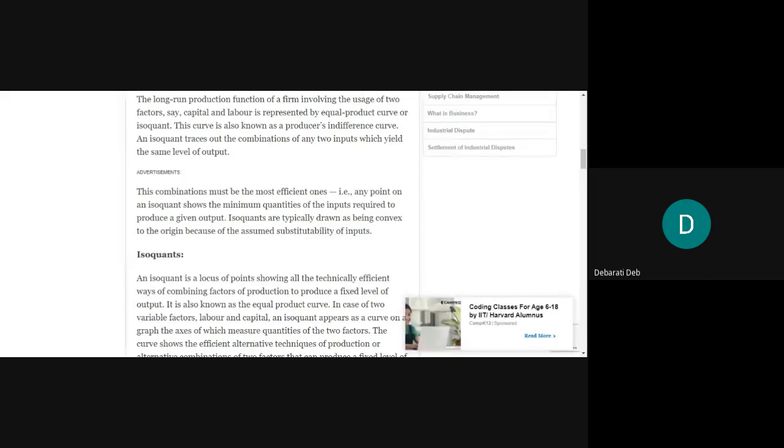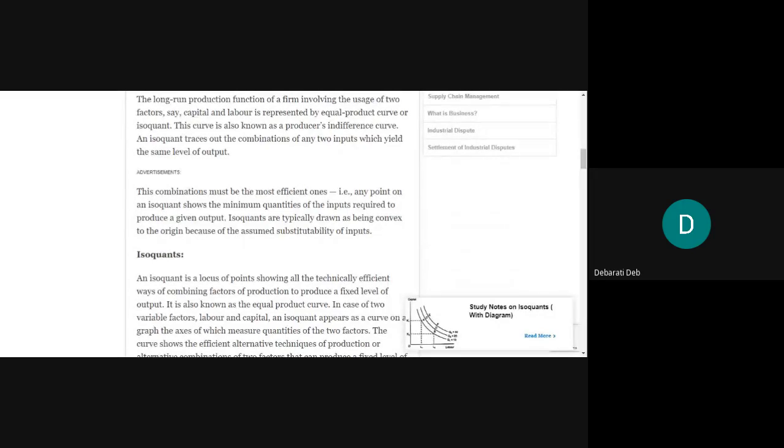So with the help of this isoquant curve, you have to draw the curve in such a way that the combinations falling on it are the most efficient ones. And any point on this curve shows the minimum quantities of labor and capital required to produce a given amount of output. Because you cannot change the amount of output, you need to change the amount of input. You have to use the minimum amount of labor and capital so that you can maximize the profit, isn't it?